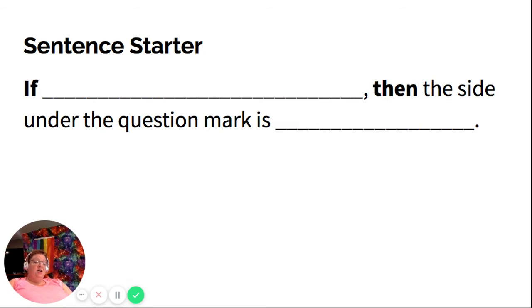So this is our example. If it were me, my sentence would say, if opposite sides of the cube add to 7, then the side underneath the question mark is a 2. But I don't know if that's true or not because we need to do the experiment to figure that out.